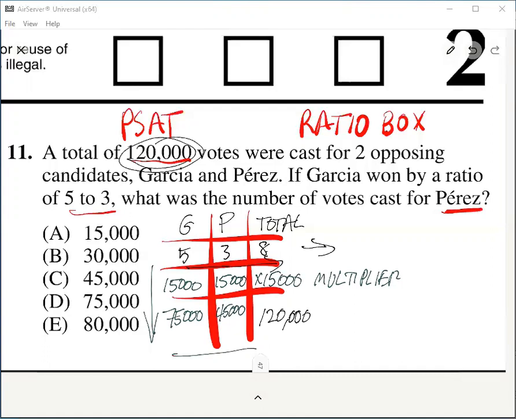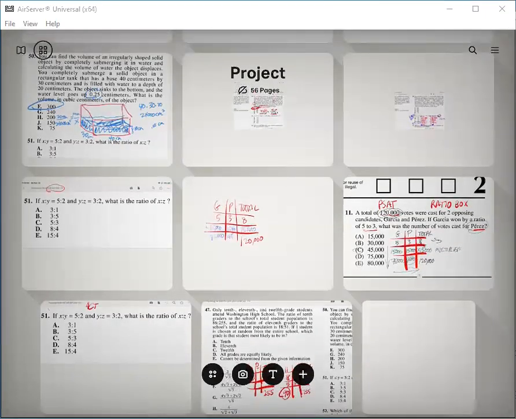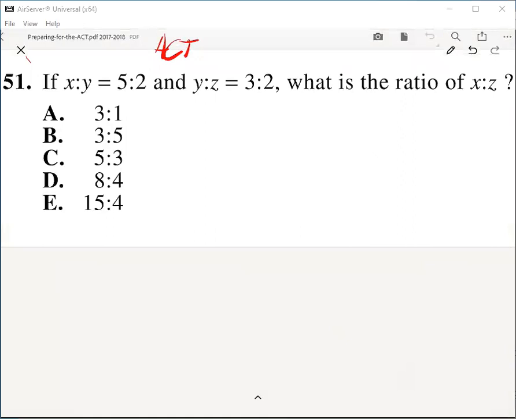Now, again, they should add up going across here. 75,000 plus 45,000 should give you 120,000. We're looking for the number for Perez. So Perez is here. So that would be 45,000. If we wanted to know the total for Garcia, it would be 75,000. All right, that's the first question.